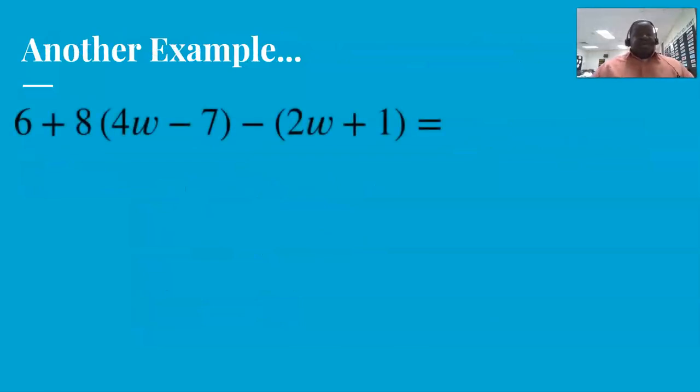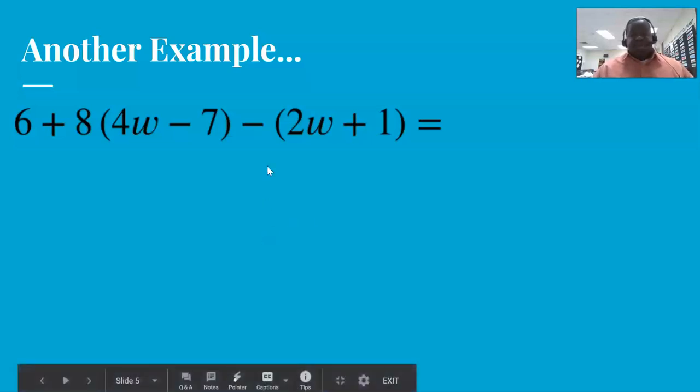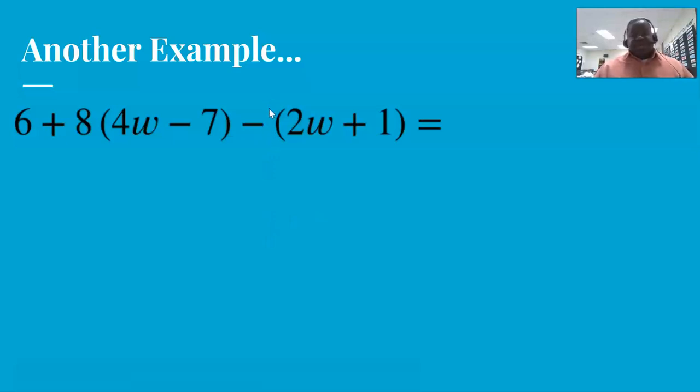Here we have two sets of parentheses. We have 6 plus 8, parentheses 4w minus 7, minus parentheses 2w plus 1. Want to insert a quick comment here. Notice that we do not have a number outside of this parentheses. It is understood to be a 1. So this is like taking that last parentheses and multiplying by a negative 1.